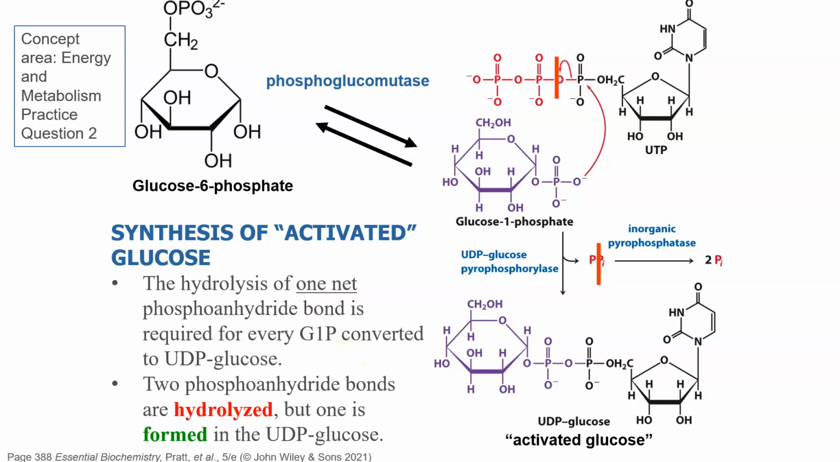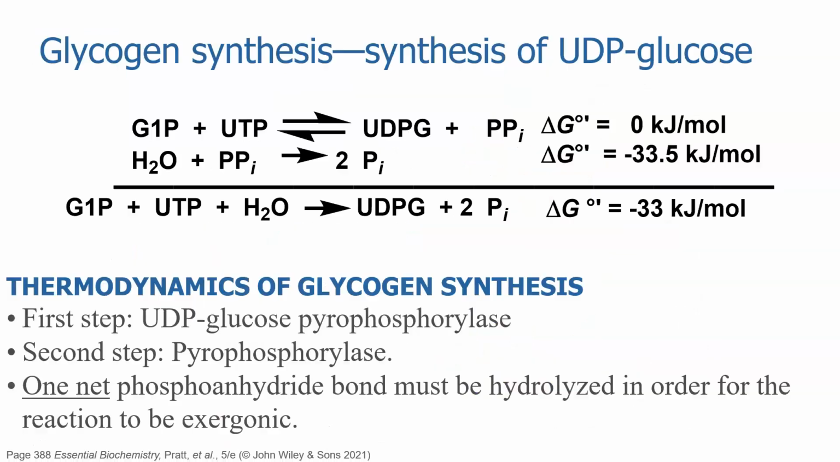So in this question, they say, why is this step necessary? Well, that step is necessary because if I only was going to hydrolyze one and form one phosphoanhydride bond, that's not going to be energetically favorable. But if I hydrolyze two phosphoanhydride bonds when I form one, that's favorable. And so that's the phosphoanhydride bond that I formed. These delta G values are taken from our textbook.